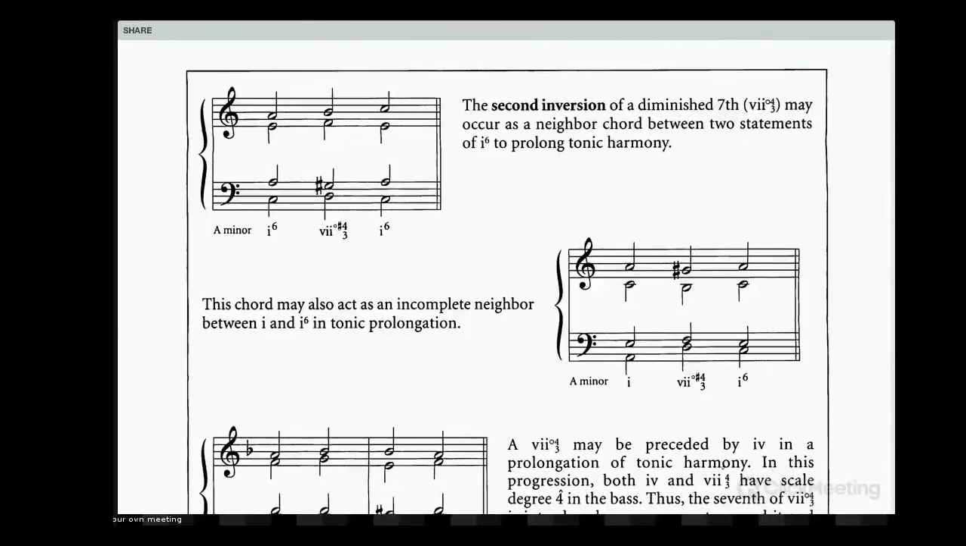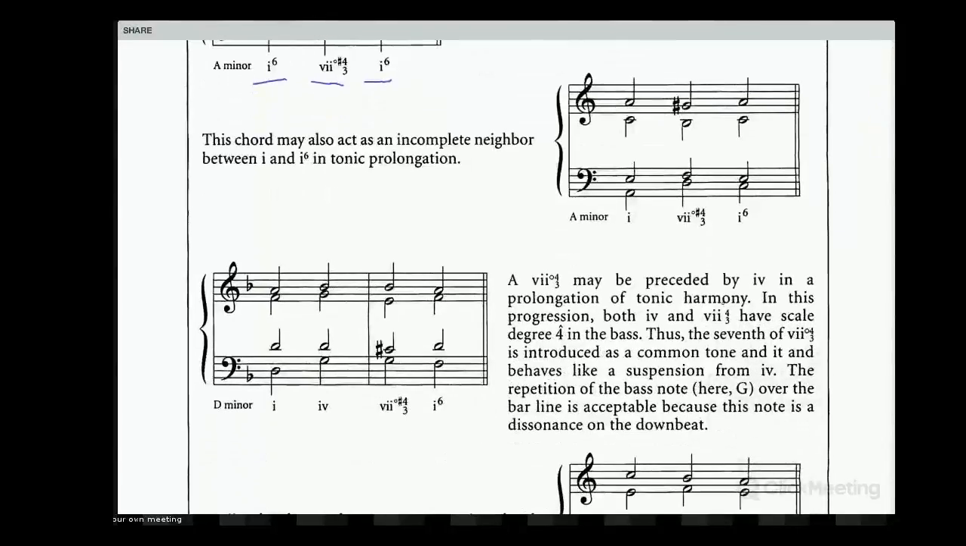What about the second inversion diminished 7th chord? Well, you could use it between 1/6, 1/6/7/4/3 to 1/6. Again, read through this. Not necessary for you to memorize it, really. Once we get to the chapter on harmonization, the Bach chorale harmonizations, we'll talk about what our options would be then.